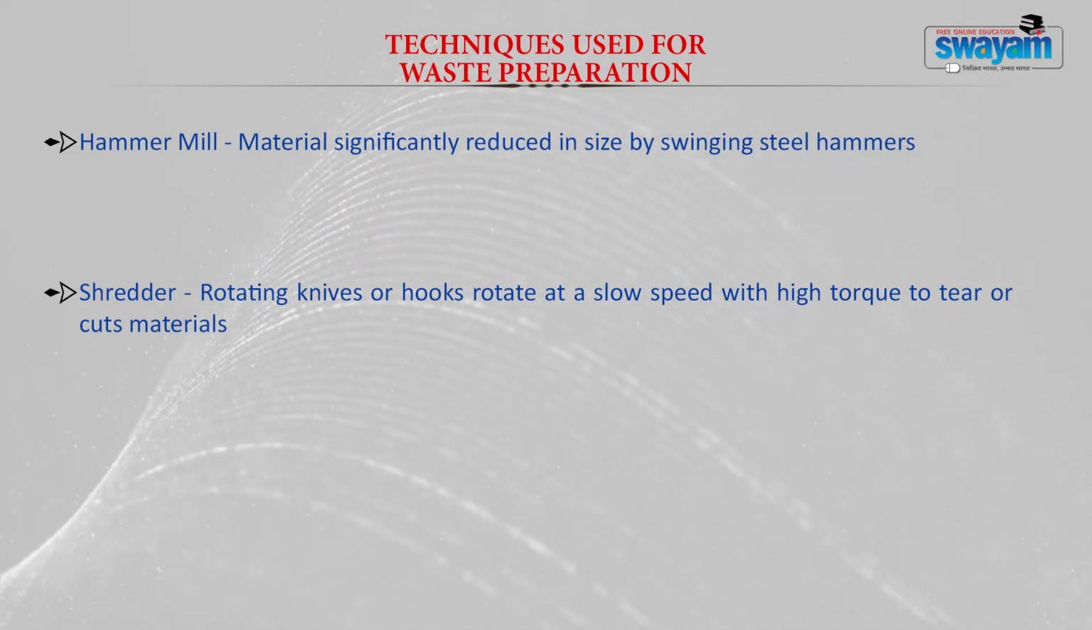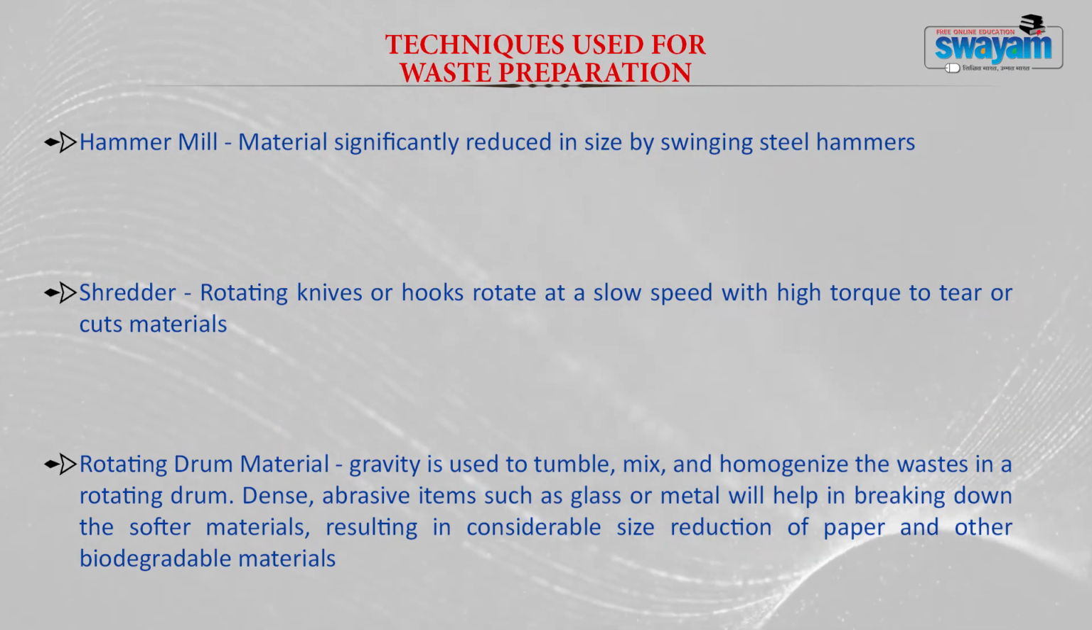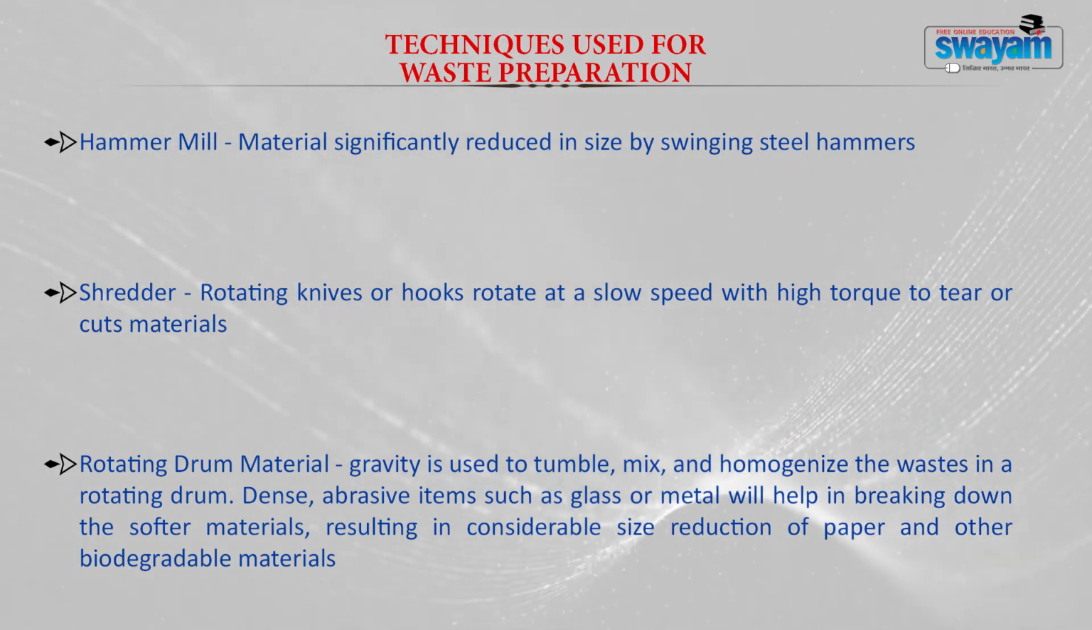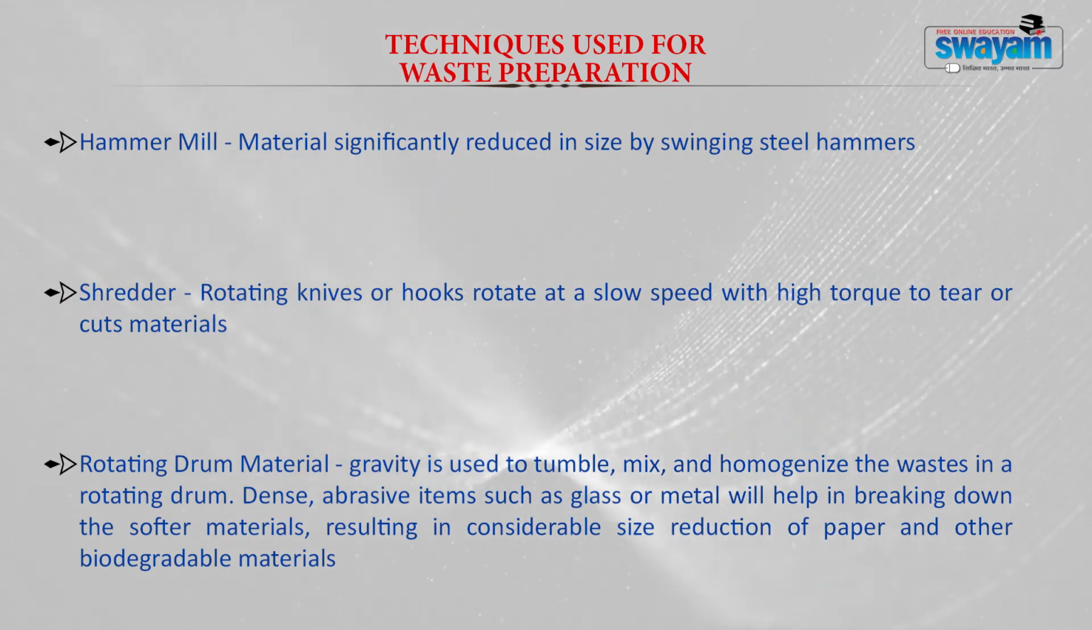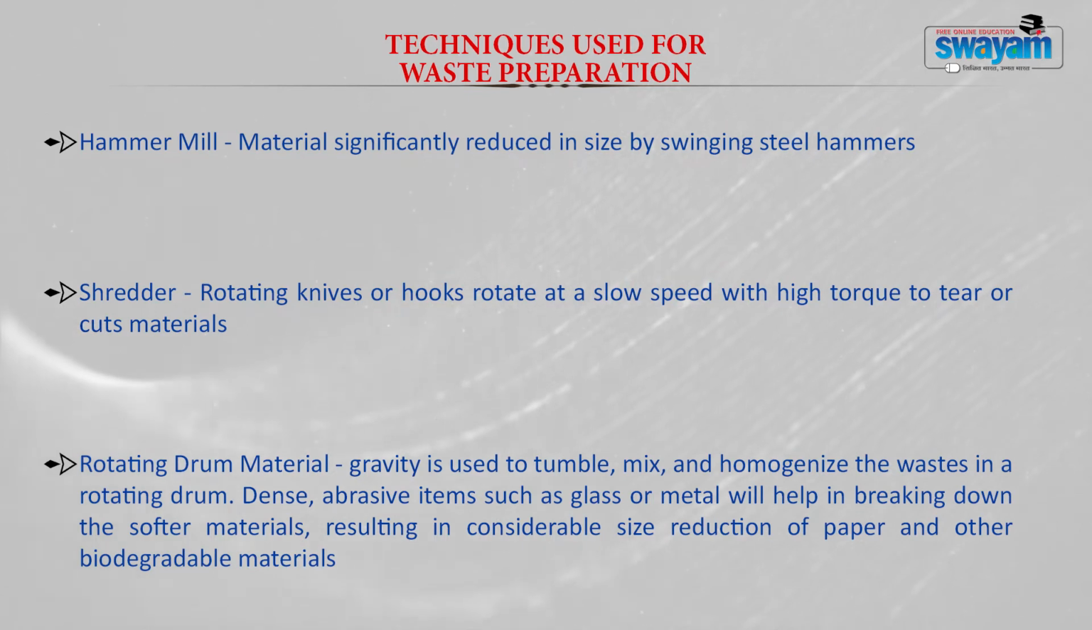The third one is your rotating drum, where due to gravity the waste tumbles, mixes and homogenizes within the rotating drum. Now, the dense abrasive items which are present in the waste material, like glass or metal, will help the breaking down of softer materials into smaller size particles.